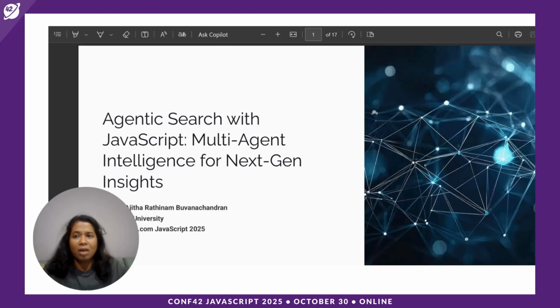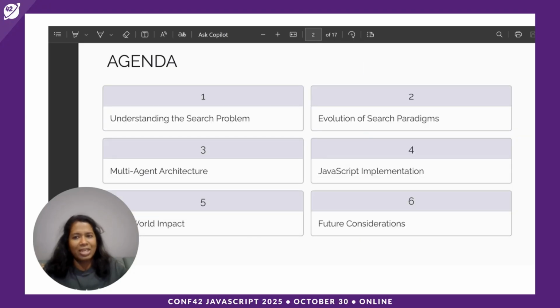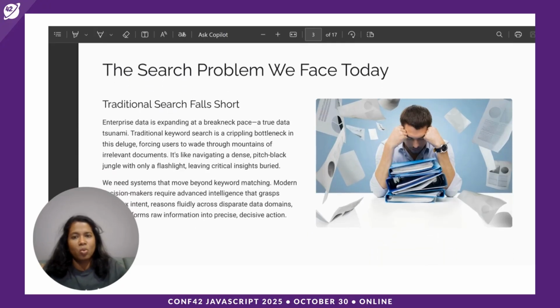Let's talk a bit about the search problem. Before that, let's quickly see what the agenda is. We will understand what the search problem is, and then we will briefly talk about evolution of various search paradigms. We will also talk about the multi-agent architecture, which is the topic of the day, and how JavaScript implementation works in this case. We'll also talk a little bit about real-world impact and future considerations that you can take away from this particular session.